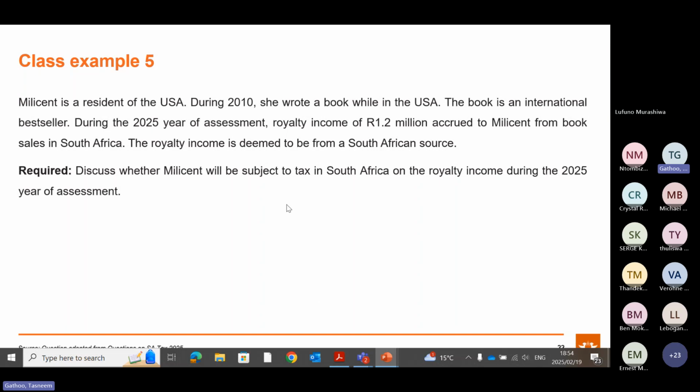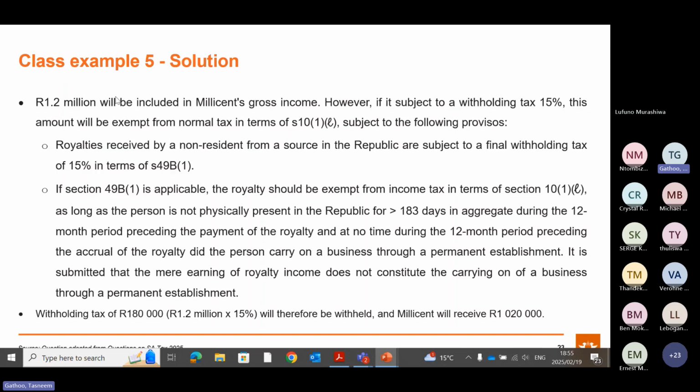Remember that there was an exempt income rule in terms of Section 10(1)(l). We just need to make sure that it meets the requirements of that section to be exempt. And let's look at the solution. The latter part of the solution is something that you will deal with at a later stage. I've just included it for completeness, but don't stress about that for now.